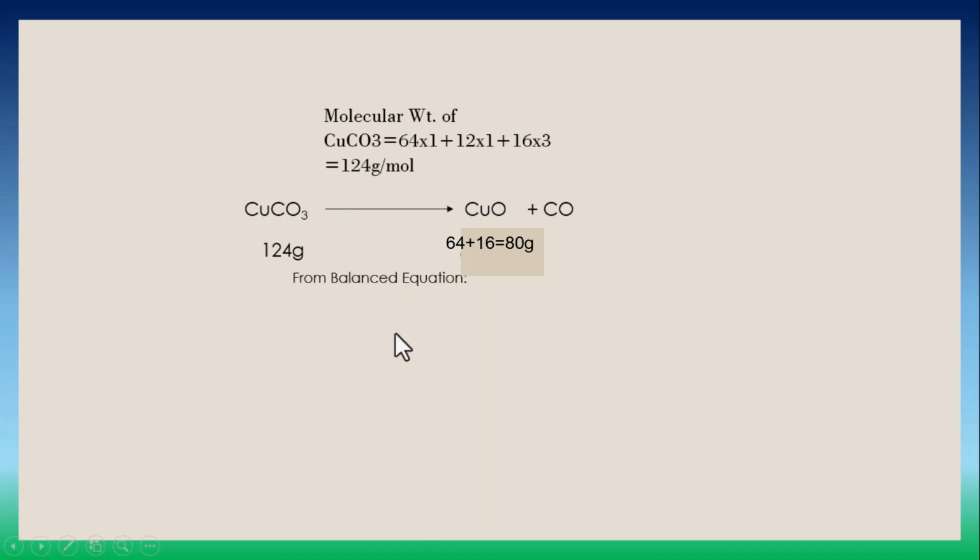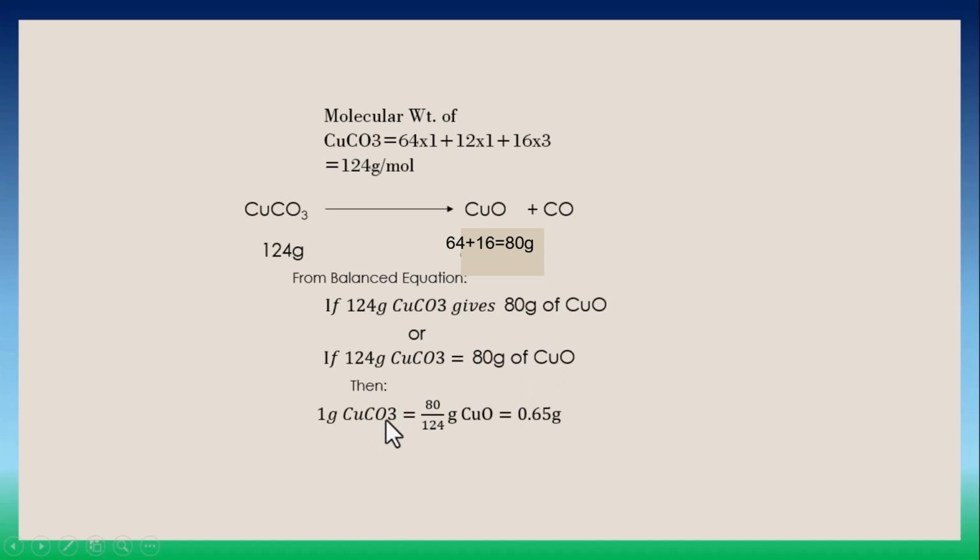From the balanced equation, if 124 gram of copper carbonate are burned, it gives us 80 gram of copper oxide. We can also write it like this: if 124 gram copper carbonate gives us 80 gram of copper oxide, then 1 gram of copper carbonate will give us 80 divided by 124 gram of copper oxide, which is equal to 0.65 gram. If 1 gram of copper carbonate gives us 0.65 gram, then how much copper oxide would be produced by burning 25 gram of copper carbonate?